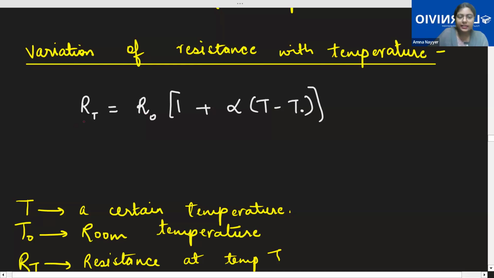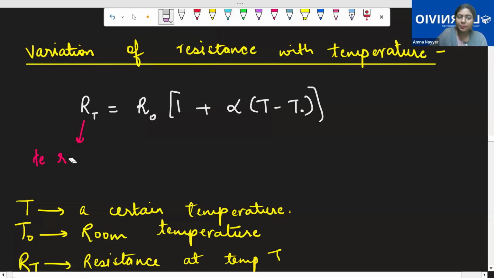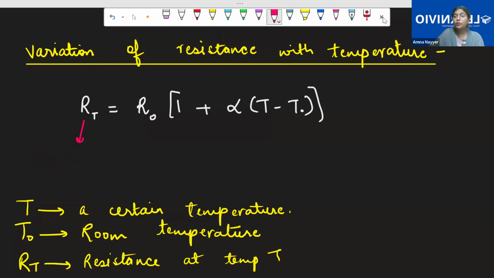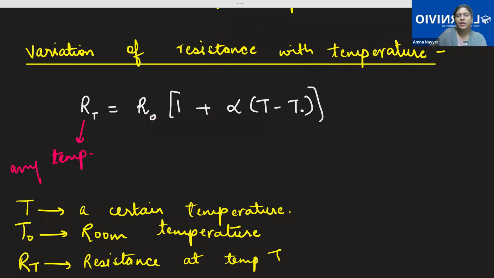Look, R_T is the resistance at any temperature. If I talk about this R_T, this temperature could be given to us. Sometimes the task could be to find out this temperature. So this is the temperature, any temperature. R naught is the resistance at the room temperature, meaning here the room temperature will be used. Now see this T that you see, this is that any temperature that I have taken. So at this temperature, you will be getting this resistance.